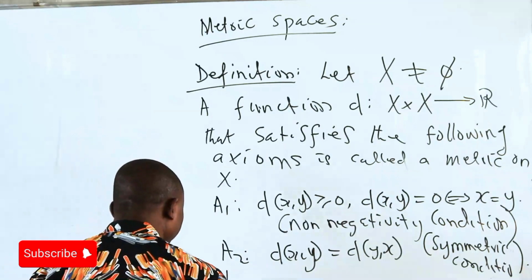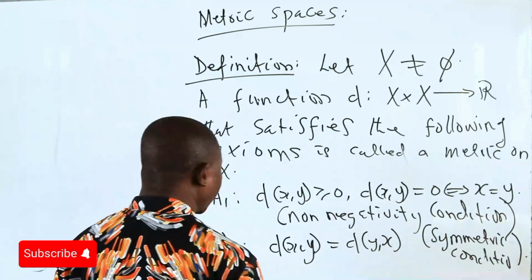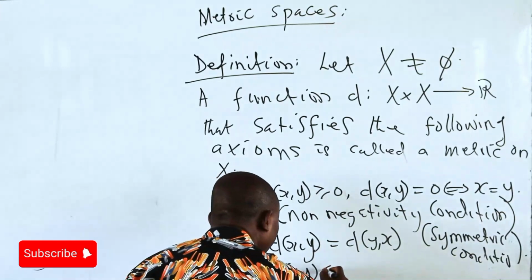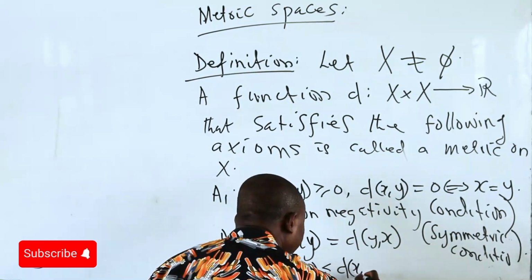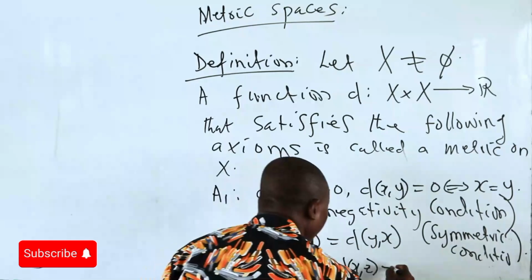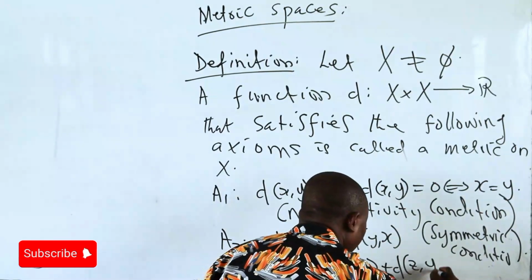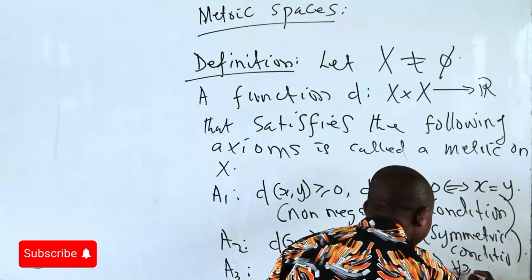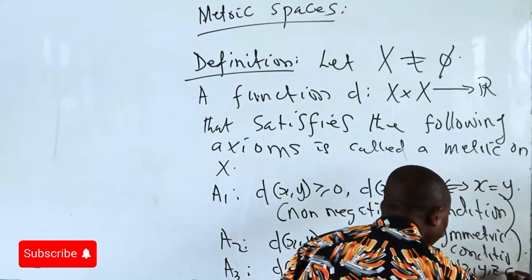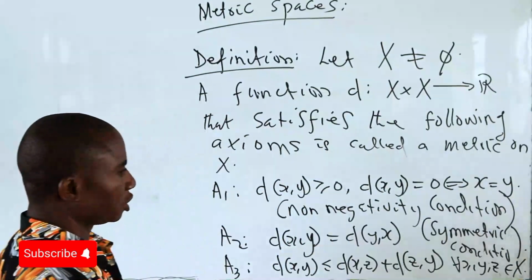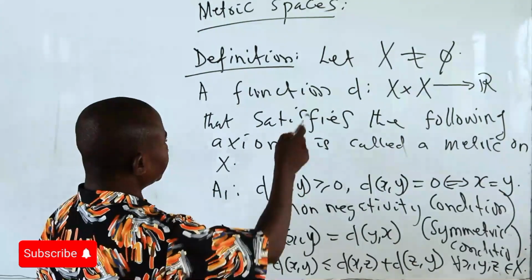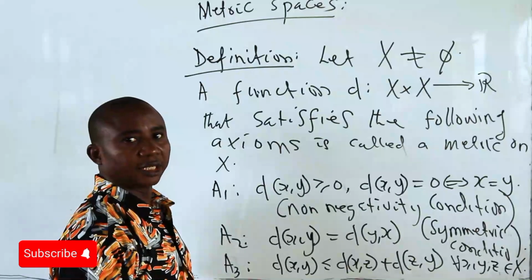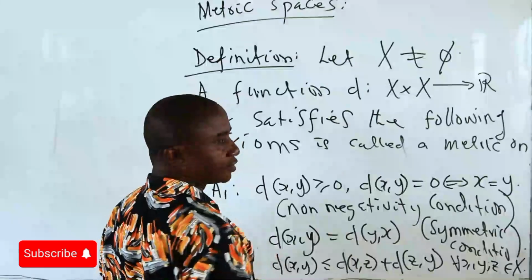And the third axiom is what we call the triangle inequality. It says that the distance between x and y is less than or equal to the distance between x and any other point z plus the distance between z and y. All these have to be true for all x, y, and z in capital X. So any function that satisfies conditions 1, 2, and 3 is called a metric on a set capital X.